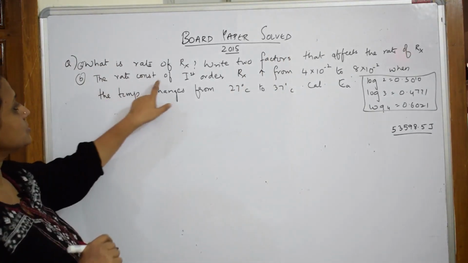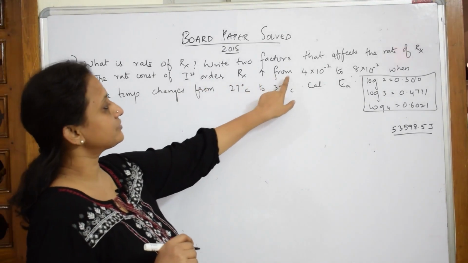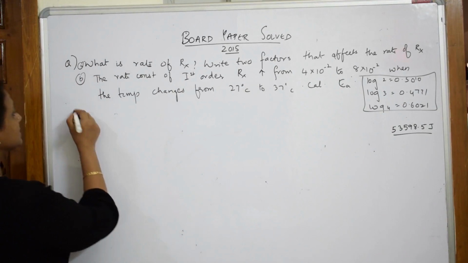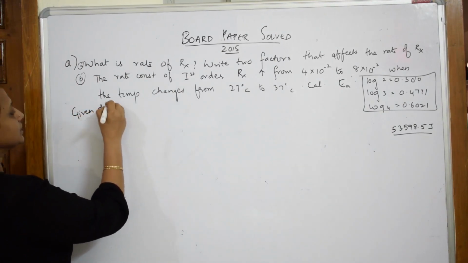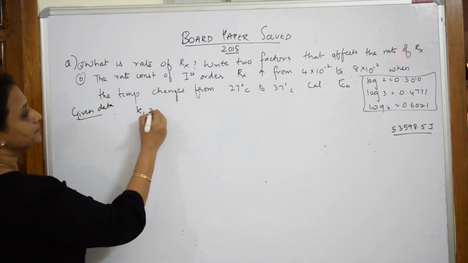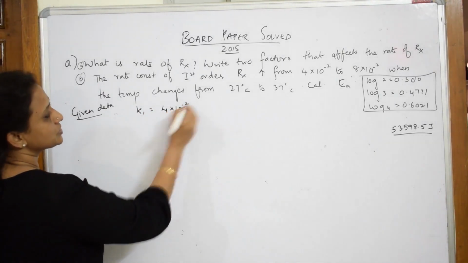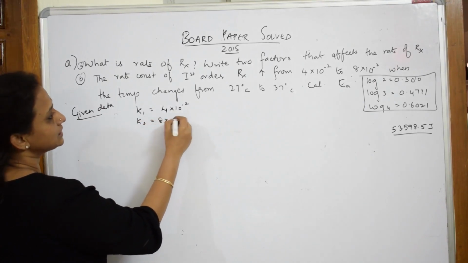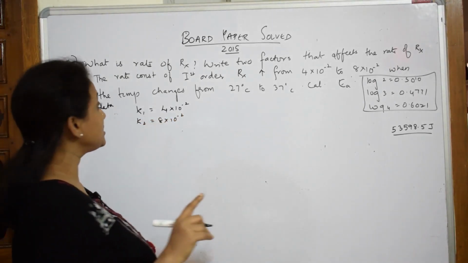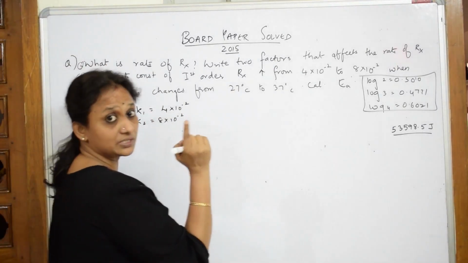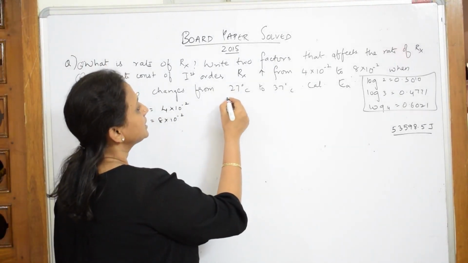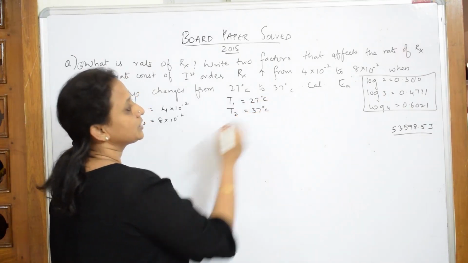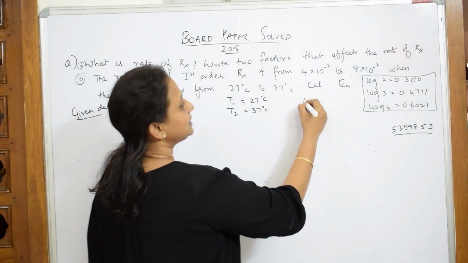Yes. So the rate constant of the first order reaction increases from this to this. Right. So they've given me the rate constant. Write the given data first. They've given me K1, 4 into 10 to the power minus 2, and K2 is equal to 8 into 10 to the power minus 2, when the temperature changes. So they've given me two temperatures here. T1 is 27 degrees and T2 is 37 degrees centigrade. What should I calculate? I have to calculate EA.